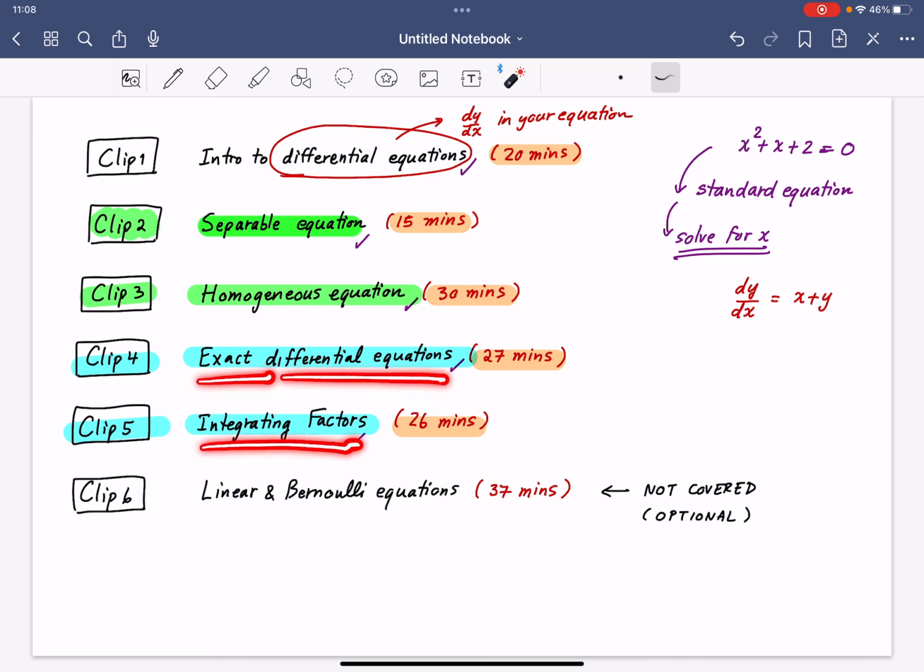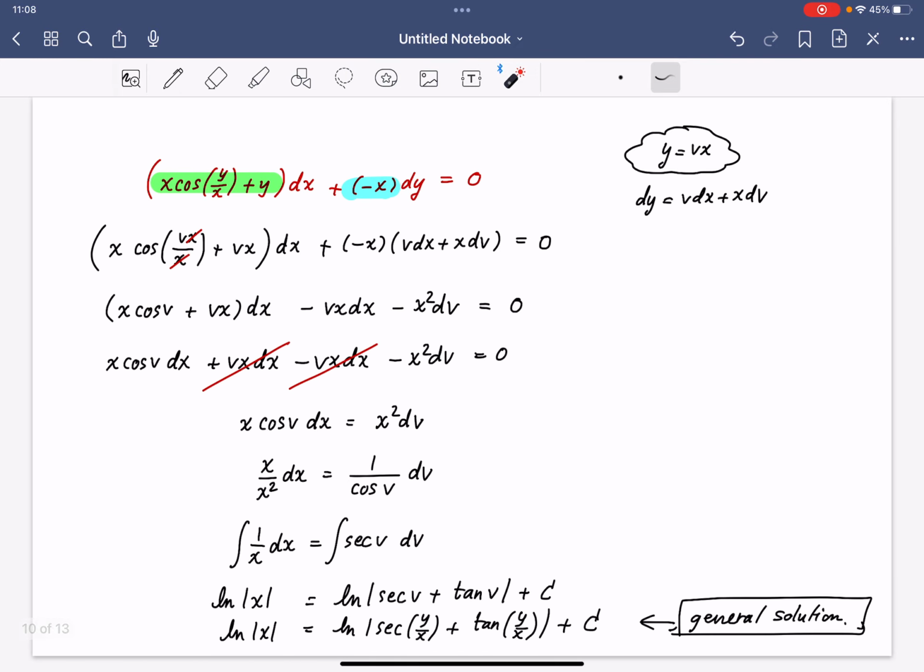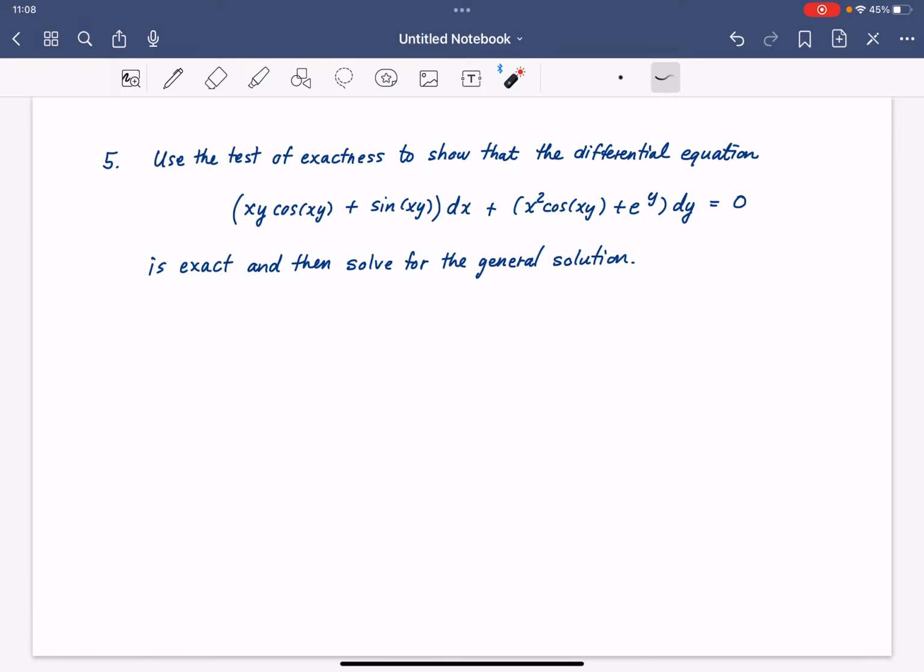The full clips are going to be about 30 minutes each. There are I think 4 or 5 examples in each clip, so you can take a look later if you want to. But today we're going to take a quick look at one example from each clip, so when you watch it, you have a sense of what it is. Okay, so let's take a look at exact differential equations, which is question 5 here.